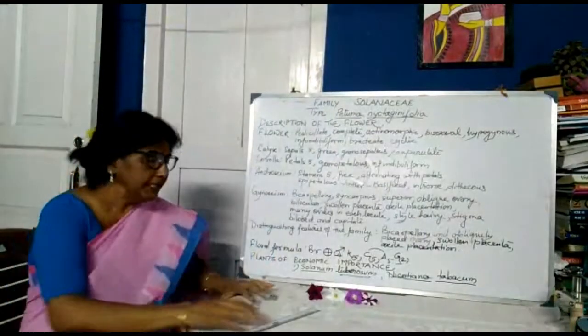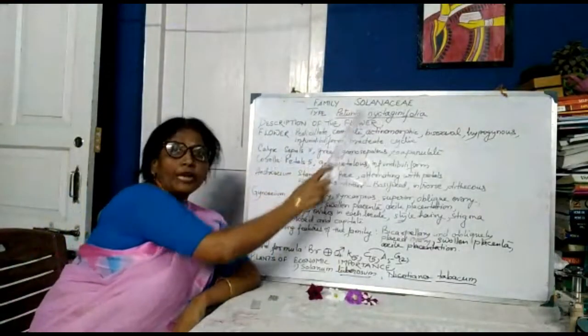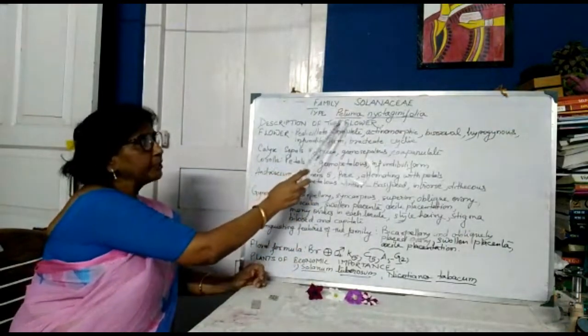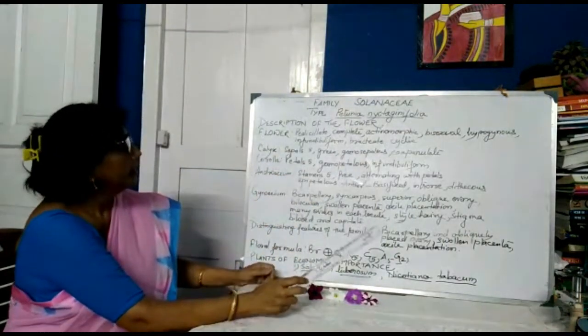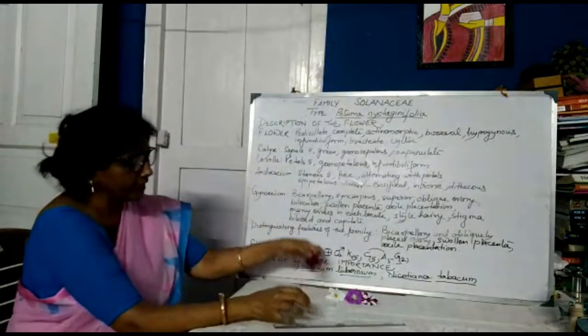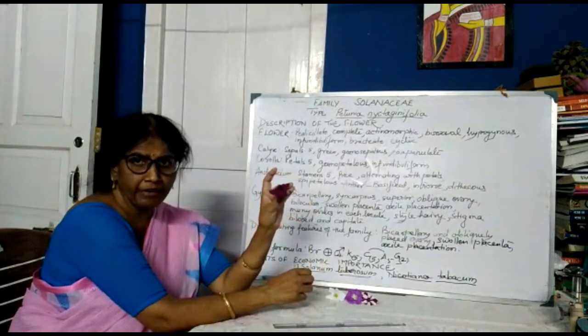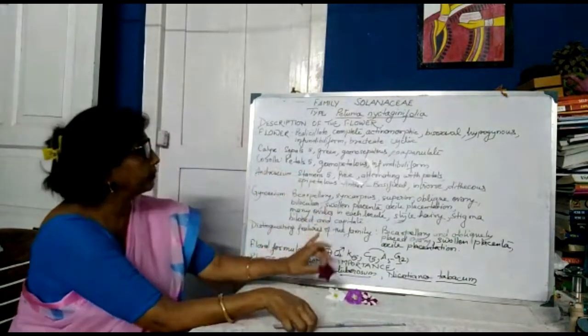Today I will discuss family Solanaceae. Family Solanaceae, type study Petunia. You can see the flower. This is the Petunia flower, which belongs to the family Solanaceae.